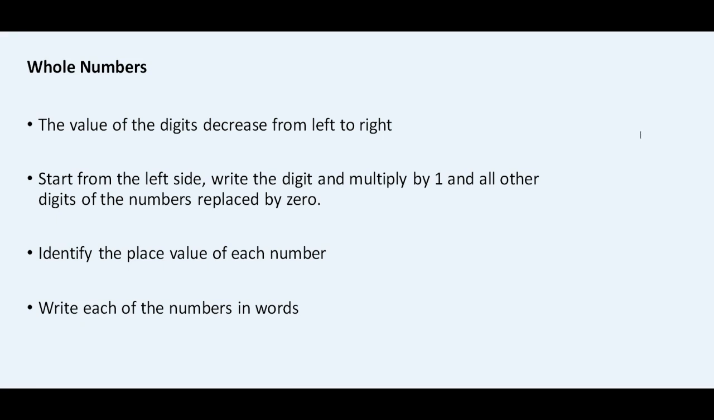We're going to write the digit and multiply by 1, and all other digits of the numbers will be replaced by 0. Then we'll identify the place value of the number and write each of the number in words. Let us see what that means. So we have the number 83.